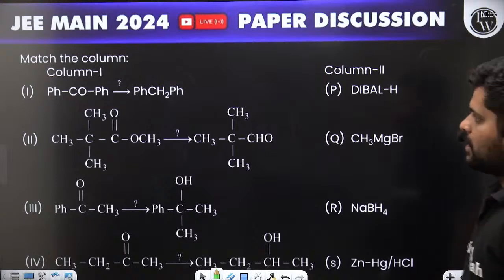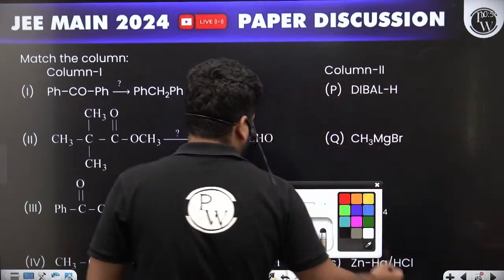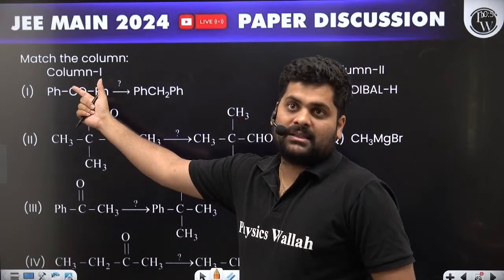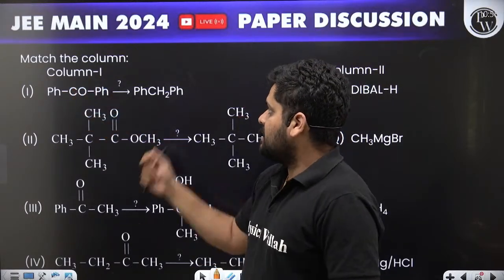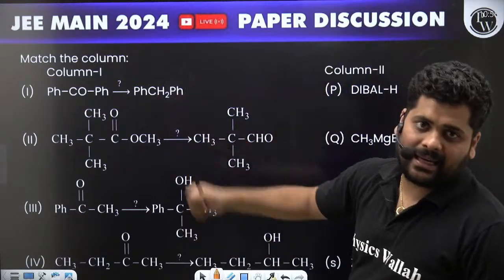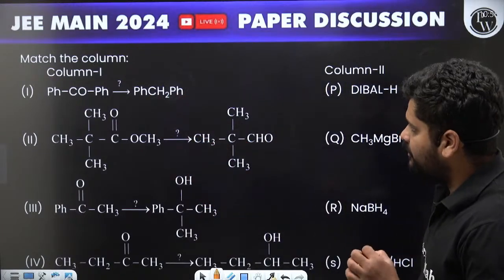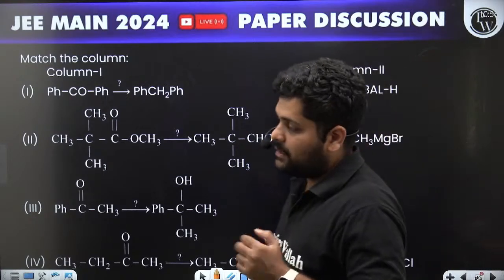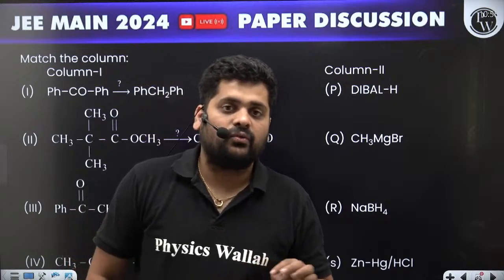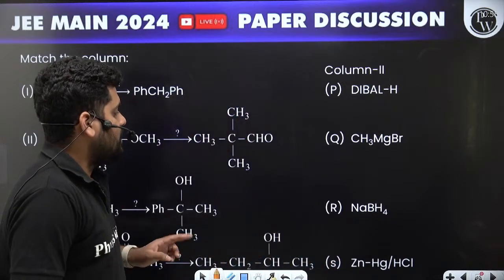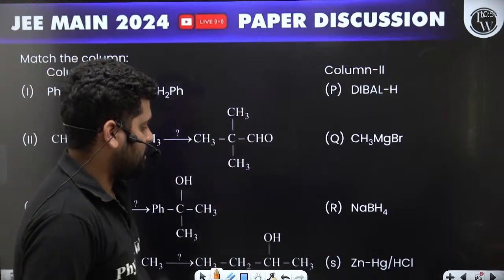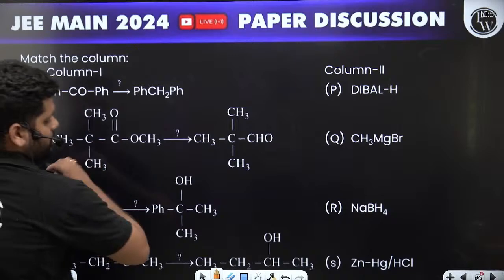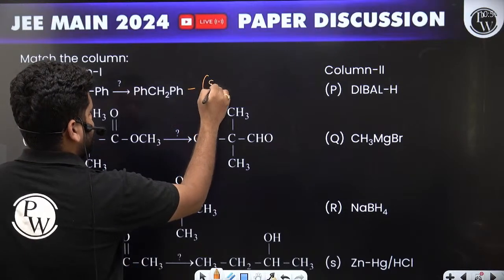See, match the column. Simple question again, match the column. We have C double bond O group. This is benzophenone, right? This has been converted into kind of an alkane, isn't it? So if you have to convert a ketone to alkane, all that you need to do is either Clemmensen's reduction or Wolff-Kishner reduction, right? Where do we have Clemmensen or Wolff-Kishner? You have it over here. This is Clemmensen's reduction. So this one should go with S.